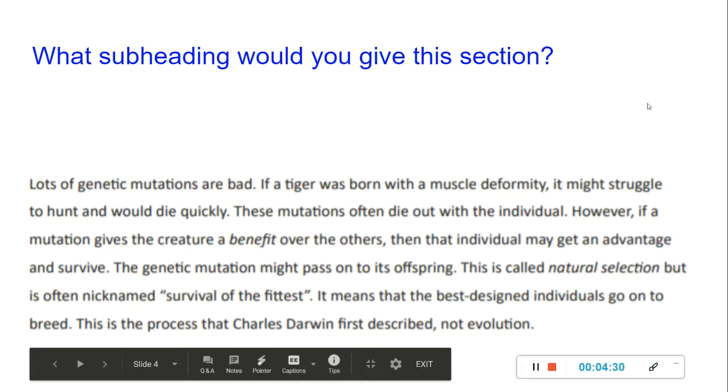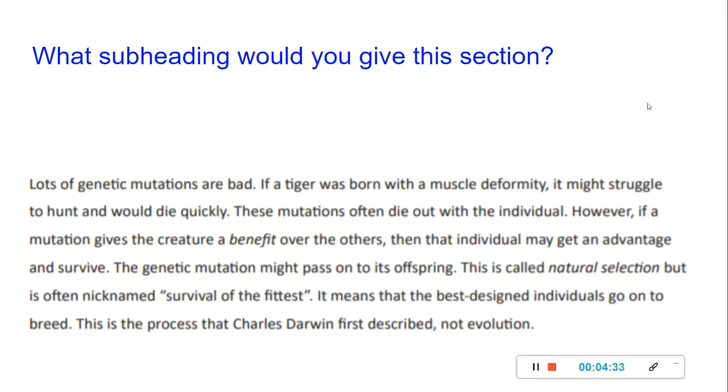Now, we said in the last section we were going to say that the subheading was, what is evolution? So we're going to read this one and you're going to think about what subheading you would give this one. Lots of genetic mutations are bad. If a tiger was born with a muscle deformity, it might struggle to hunt and would die quickly. These mutations often die out with the individual.